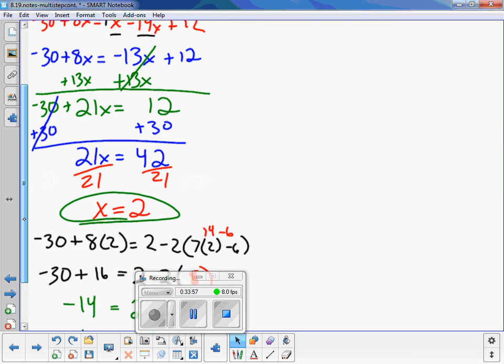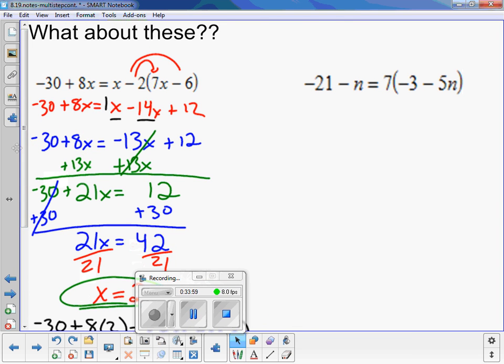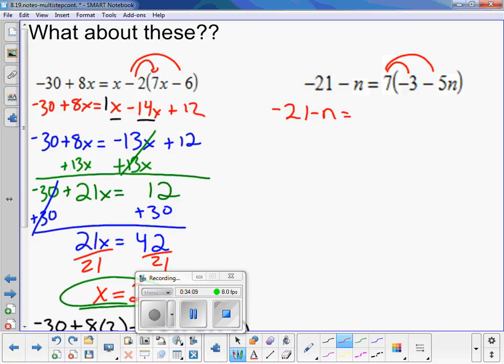All right. Looking at this problem, I have negative 21 minus n on the left side. That's all good, as simple as it gets, but I need to distribute this 7. So negative 21 minus n, 7 times negative 3 is negative 21. 7 times negative 5 is negative 35, so we do minus 35n. Now the left-hand side is as simple as it gets. The right-hand side is as simple as it gets. Here's my equal sign. So I want to move the smallest variable to the other.